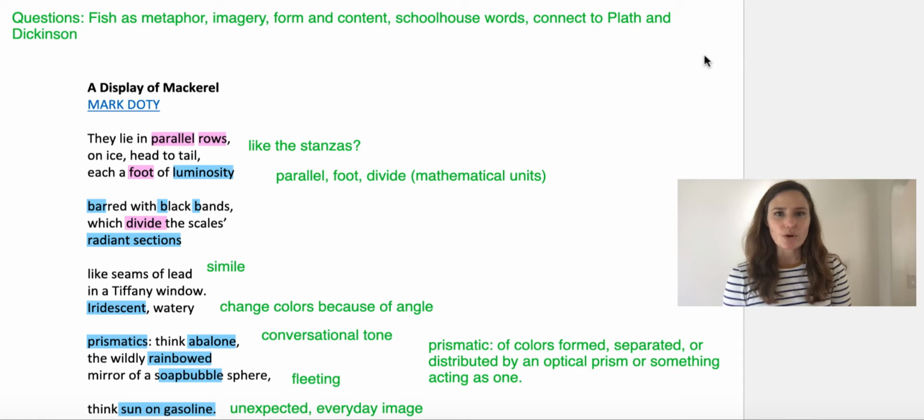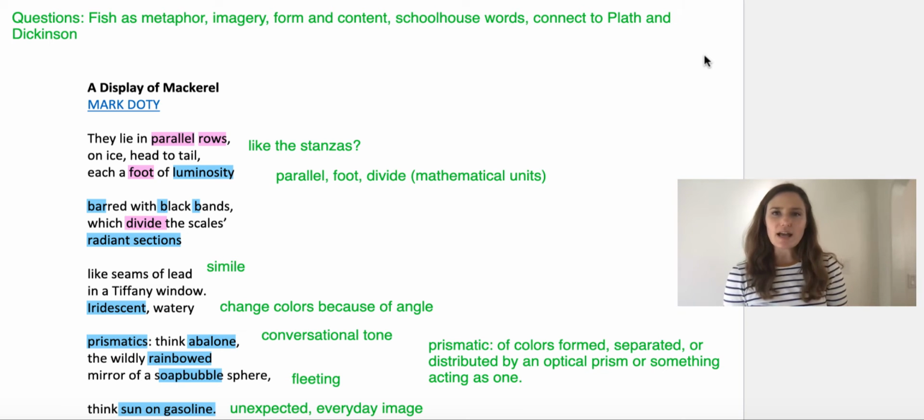Obviously, the questions were more in-depth, but just to remind you, I asked you to think about how the fish is a metaphor, how the mackerel represents something else, or what's going on with the mackerel, the imagery of the poem and the effect of this imagery, how form and content connect. We might look at things like enjambment or the structure of stanzas. So how are form and content not two separate things, but one and the same? I asked you to notice the scholastic or schoolhouse, kindergarten type of words in one particular stanza near the end of the poem.